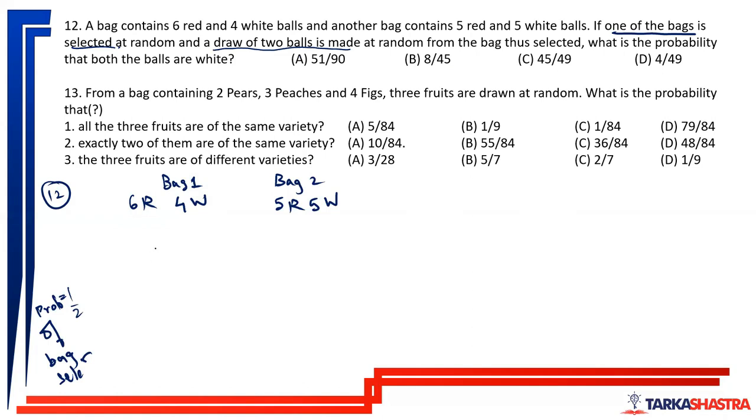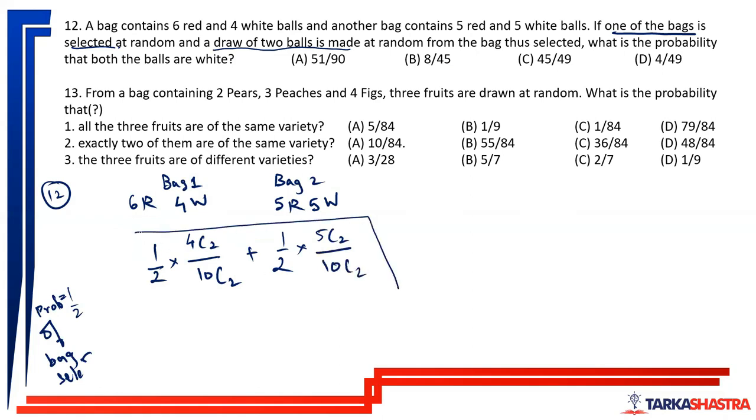So first bag choose karne ki probability 1 by 2. Isme se white choose karne ki probability 4C2 upon 10C2. And you can select the second bag, probability for that is 1 by 2. And from that white select karne ki probability is 5C2 upon 10C2. Okay, you can do this calculation. You will get the answer. It comes out to be 8 by 45.